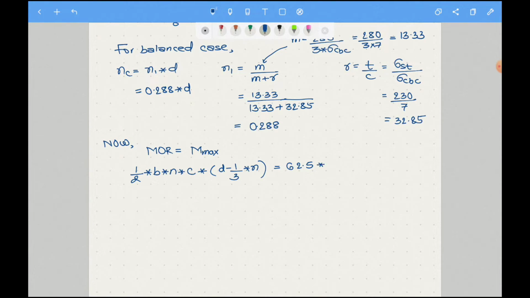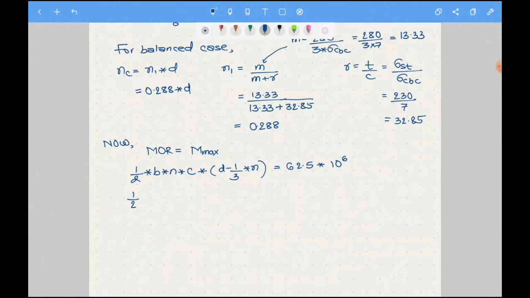So referring to that, the value of the maximum bending moment we can write as 62.5. Now what I am going to do here is multiply it by 10 to the power 6. You might wonder why I have multiplied it by 10 to the power 6, but because the value of B that we will be using here is 250, that is in mm, and the value of D that we are to obtain will also be in mm, so I have multiplied it by 10 to the power 6 to reduce it to Newton per mm.